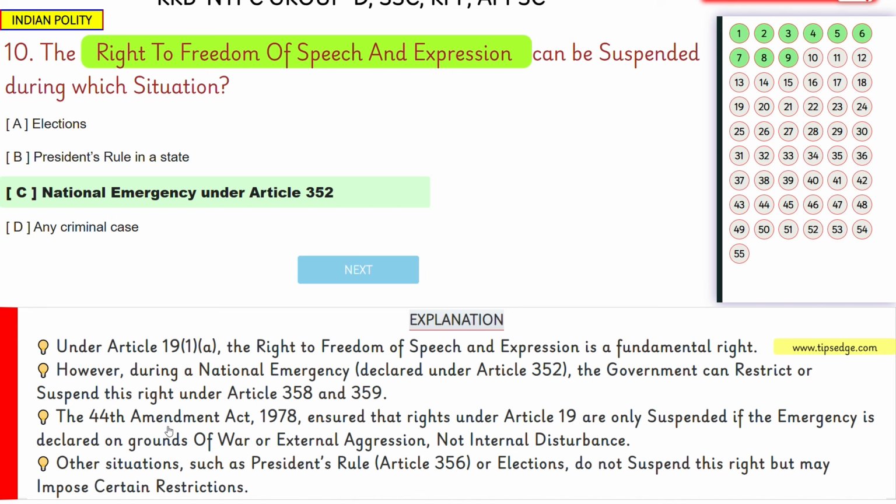The 44th Amendment Act in 1978 ensured that rights under Article 19 are only suspended if the emergency is declared on the grounds of war or external aggression, not internal disturbance. Other situations such as President's rule according to Article 356 or elections do not suspend this right but may impose certain restrictions.